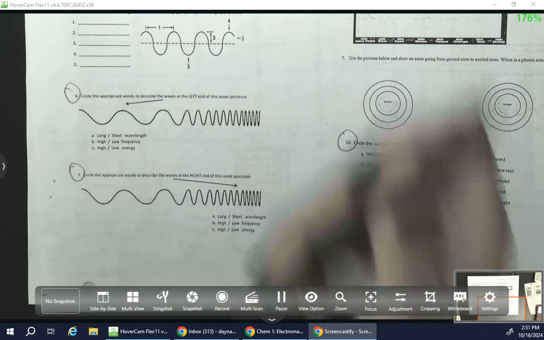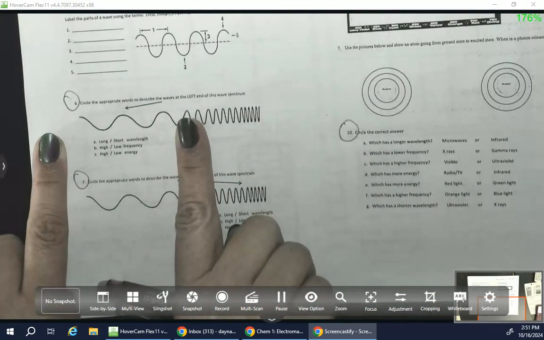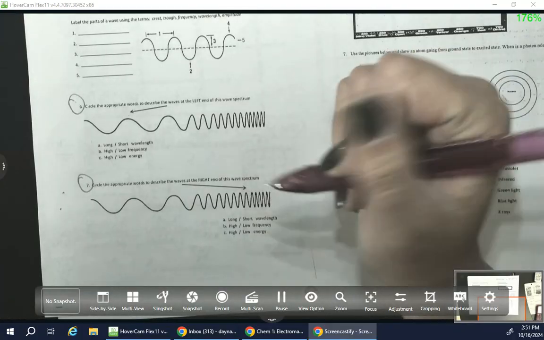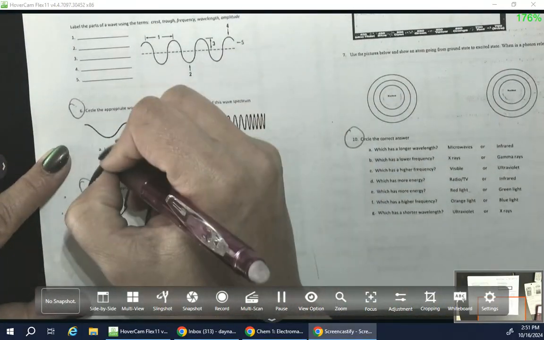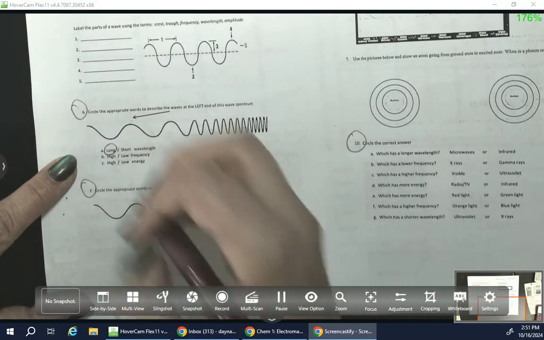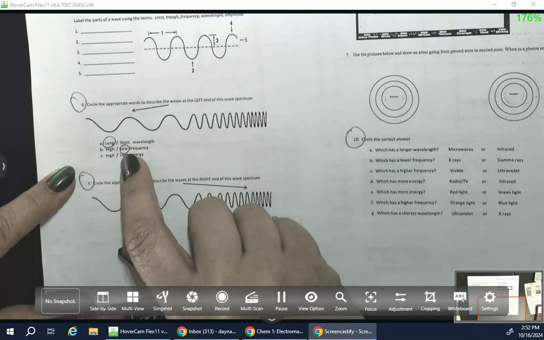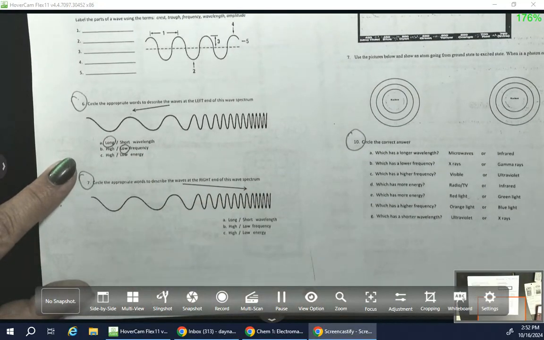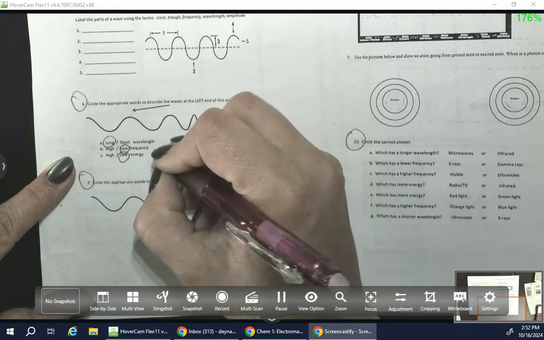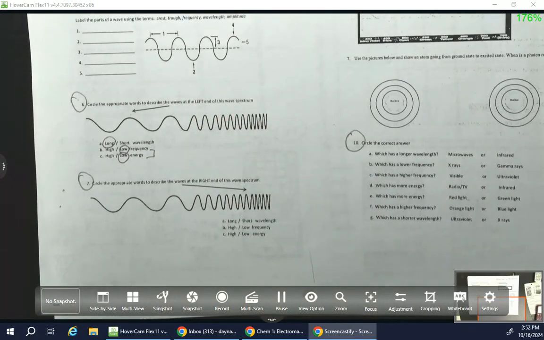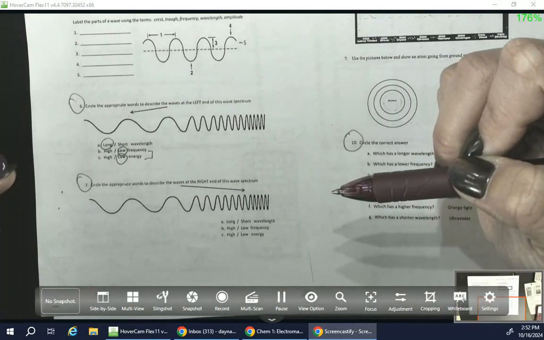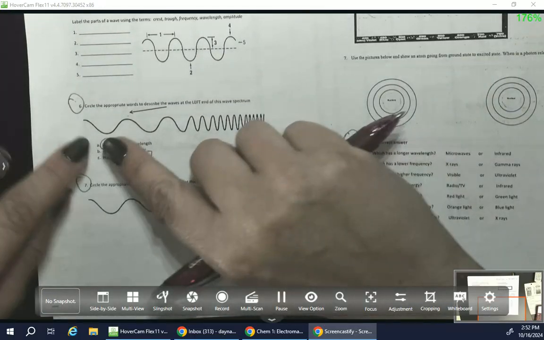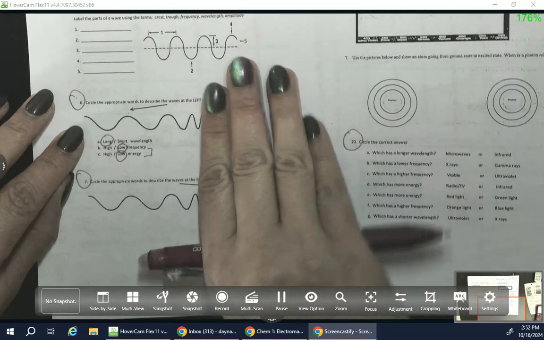Okay, now we can do this. So we're paying attention to the left-hand side, all right? And so you should have said, okay, because it's kind of stretched out, right? Those are long wavelengths. They are occurring not very frequently, so low frequency, which in turn means low energy. Frequency and energy are directly related. Wavelength is going to be inversely related to those, okay? All right, so that's what we were looking at for that, okay?